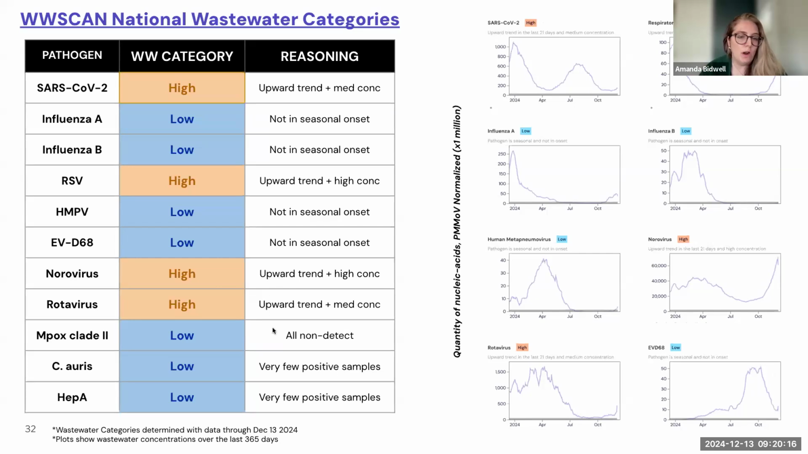Mpox, Clade 2 are all non-detect in the last 21 days. C. auris, we've had only 8 positive detections in the last 21 days. And Hep A, we've had a 13% detection rate in the last 21 days. Just as a reminder, I know that was very quick, but we will be sending out the slides afterwards with more information and maps and some of the counts and categories as well.